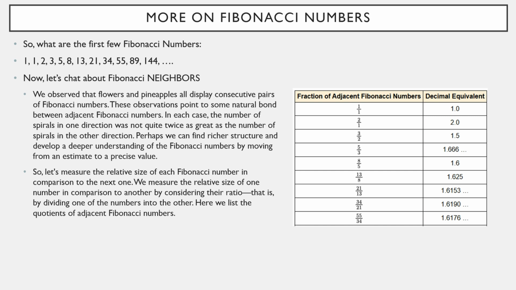Perhaps we can find a richer structure and develop a deeper understanding of the Fibonacci numbers by moving from an estimate to a precise value here. So what I want to do is measure the relative size of each Fibonacci number in comparison to the next one. We measure the relative size of one number in comparison to another by considering the ratio, that is, by dividing one of the numbers into the other. So here is the list of adjacent Fibonacci numbers, and when you divide them.